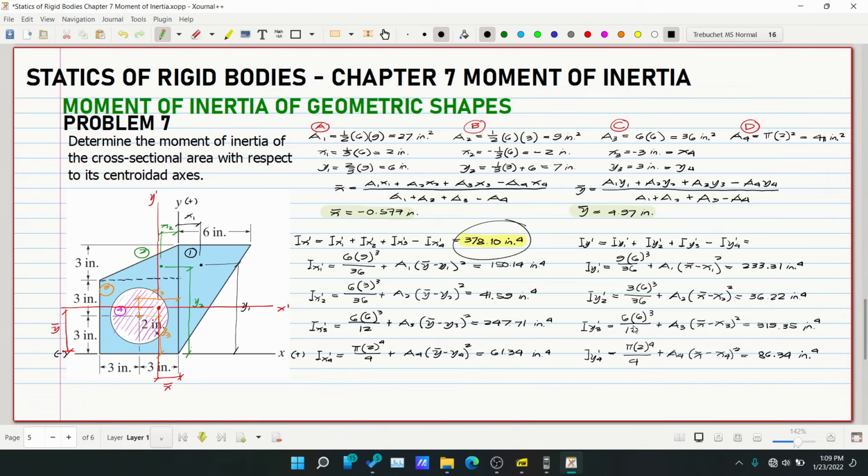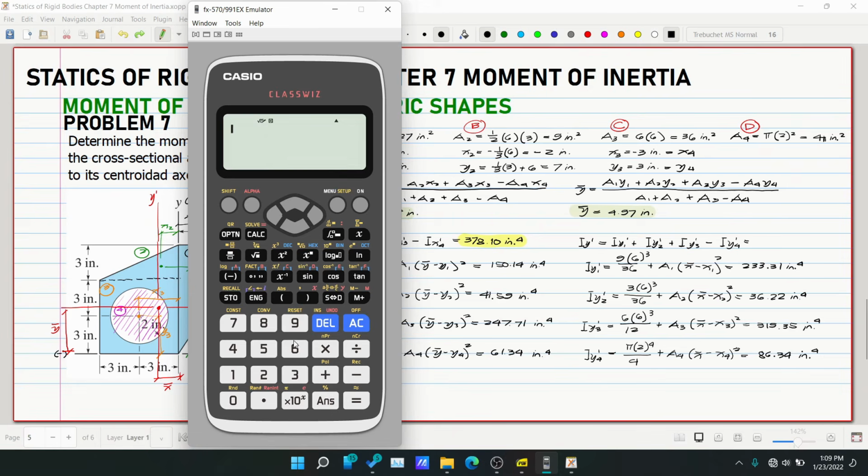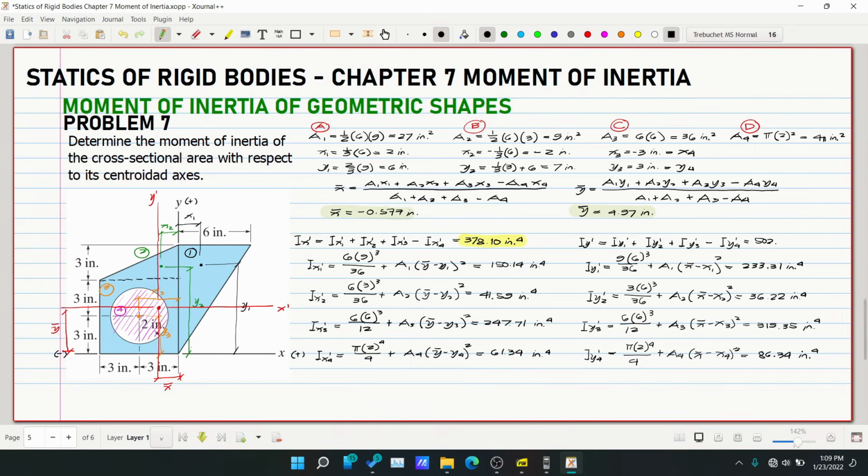So, sino kaya mas malaki? Itong ix prime or iy prime? So, check natin ha. So, 233.31 plus 36.22 plus 319.35 minus 86.34. So, 502.54. Yan. Okay? So, mas malaki yung ating iy prime. So, obvious naman kasi kung titignan nyo nga naman, parang dito sa iy prime, mas malaki yung mga area na iikot papunta sa y prime kaysa sa area papunta do sa x prime.